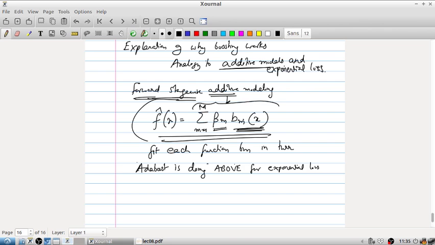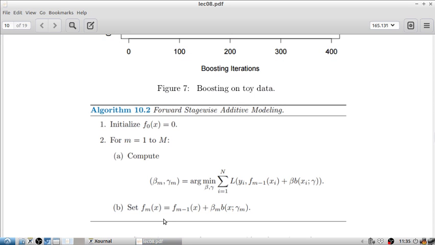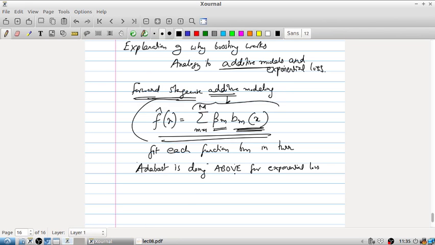The way to reconcile that is to think of Adaboost as doing this forward stage-wise additive modeling for exponential loss. If you remember, in forward stage-wise additive modeling there is this loss function L. If we assume that to be exponential loss, then Adaboost is doing forward stage-wise additive modeling.